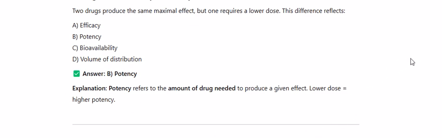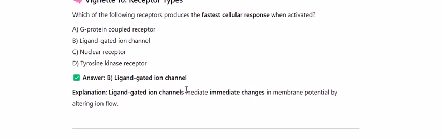Vignette 10. Receptor types. Which of the following receptors produces the fastest cellular response when activated? A. G-protein coupled receptor. B. Ligand-gated ion channel. C. Nuclear receptor. D. Tyrosine kinase receptor. Answer B. Ligand-gated ion channel. Explanation. Ligand-gated ion channels mediate immediate changes in membrane potential by altering ion flow.